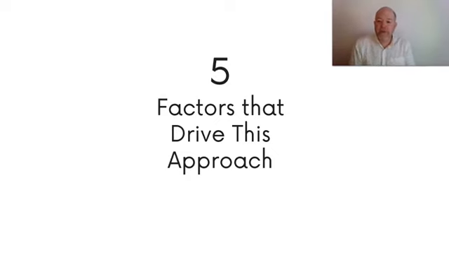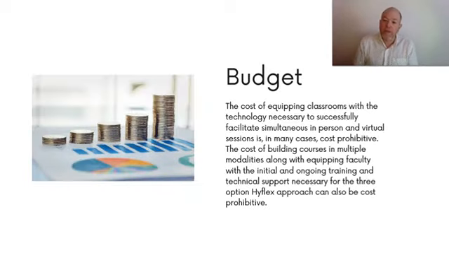So there are 5 factors that drive this approach. Budget. Budget is huge for the majority of schools. I don't think there is a school out there that would say that budget is not a concern. You're always wanting to cut costs, but the cost of equipping classrooms with the technology necessary to successfully facilitate simultaneous in-person and virtual sessions is in many cases cost prohibitive. The cost of building courses in multiple modalities, along with equipping faculty with the initial and ongoing training and technical support necessary for the 3-option HyFlex, can also be cost prohibitive.